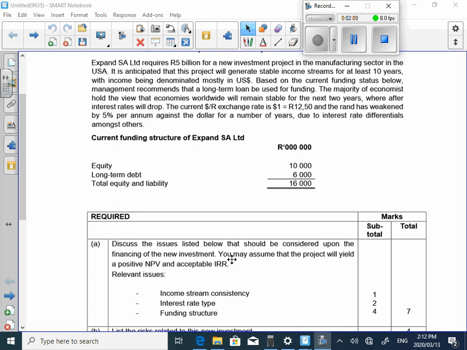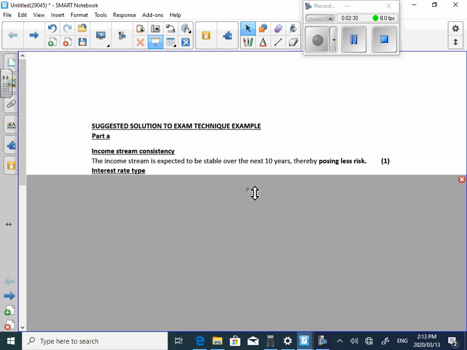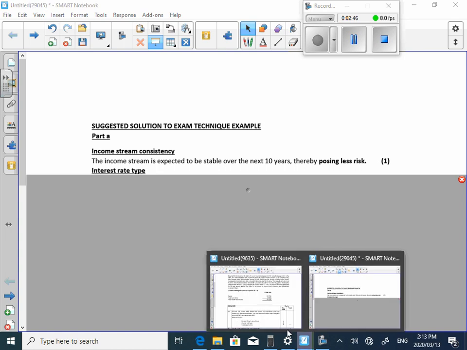So guys, if you're going to get stable income streams, are you going to be happy or sad? You're probably going to be happy. So because you're happy, you're going to say, I'm glad that I'm getting stable income streams. Therefore, there's less risk attached to this project itself. And you're going to need to do something like that. So looking at the solution, guys, income stream consistency. The income stream is expected to be stable over the next 10 years, thereby posing less risk. That's proper discussion. Now, if you did not discuss it and just listed the point, there's a problem with your exam technique. And let's move on to the next part.